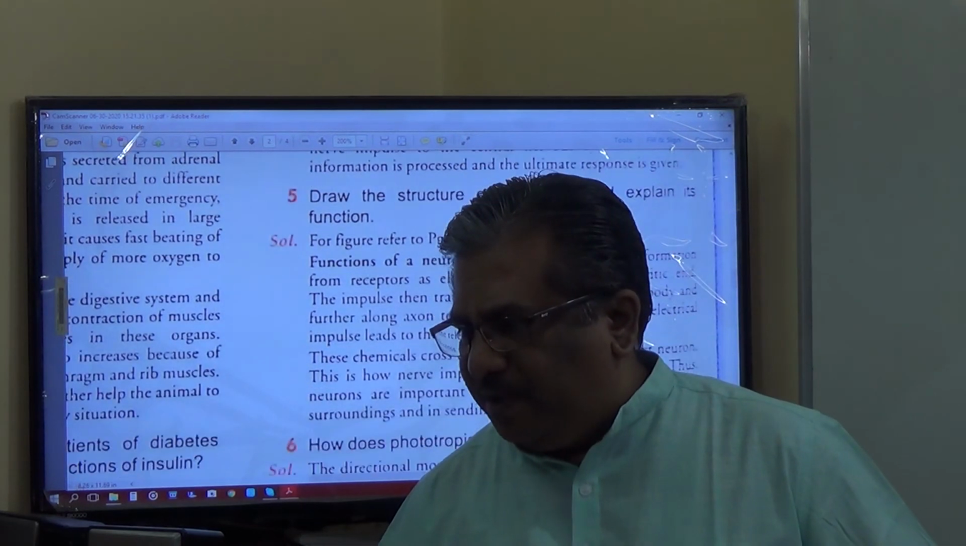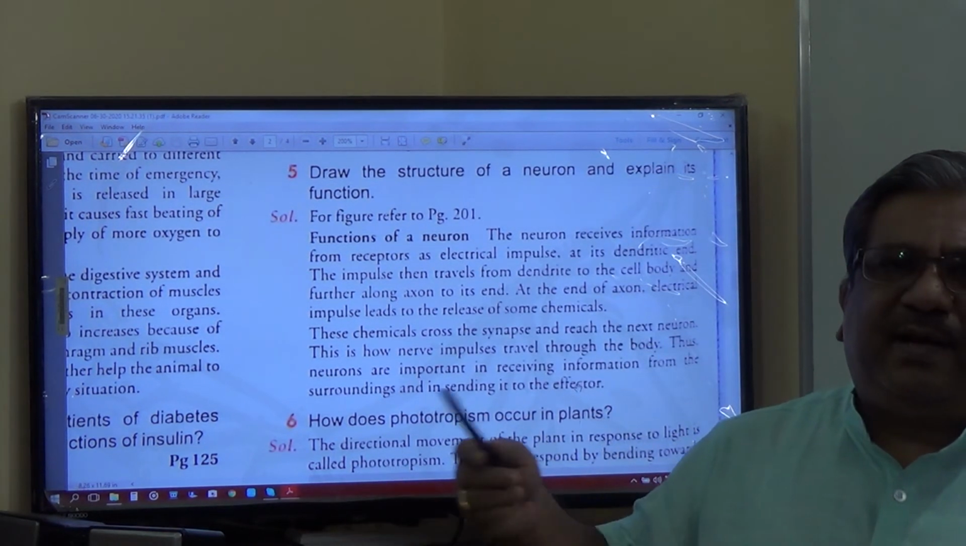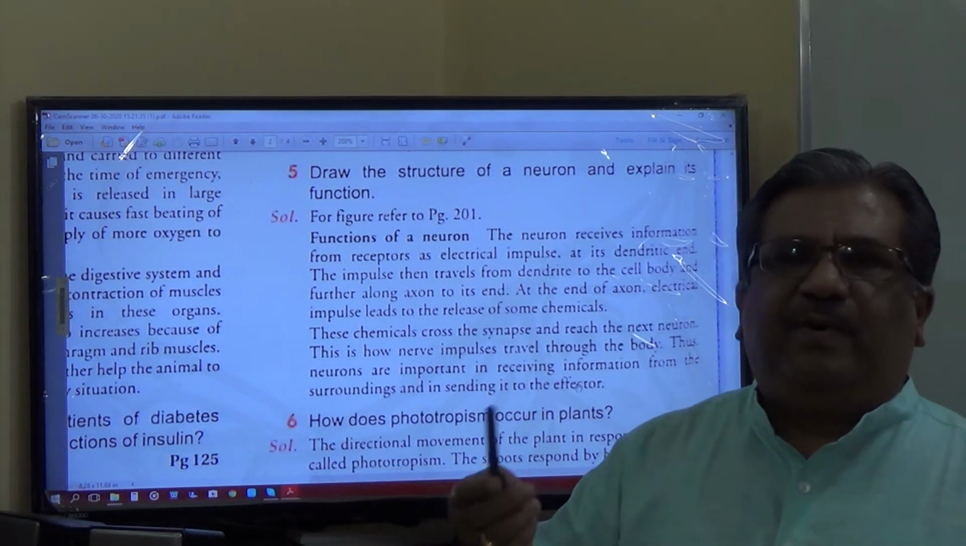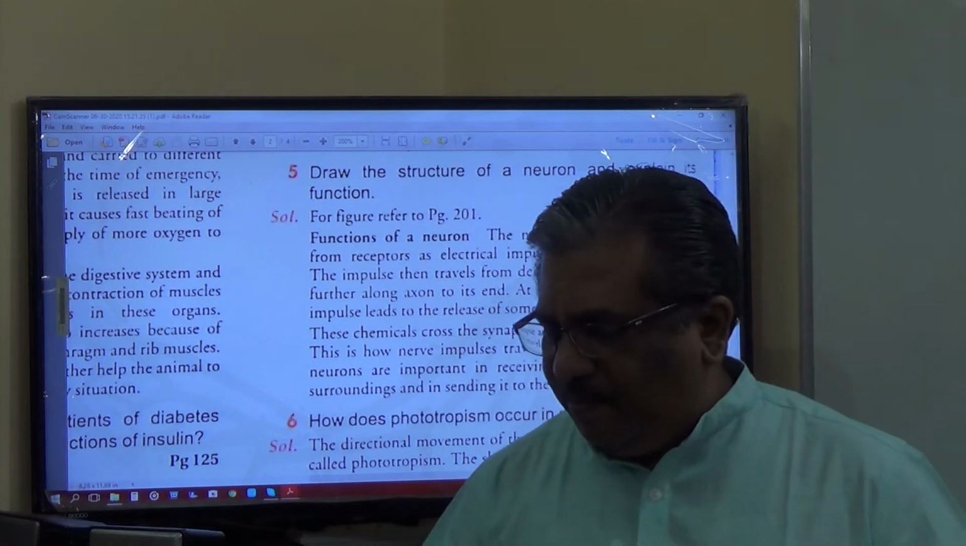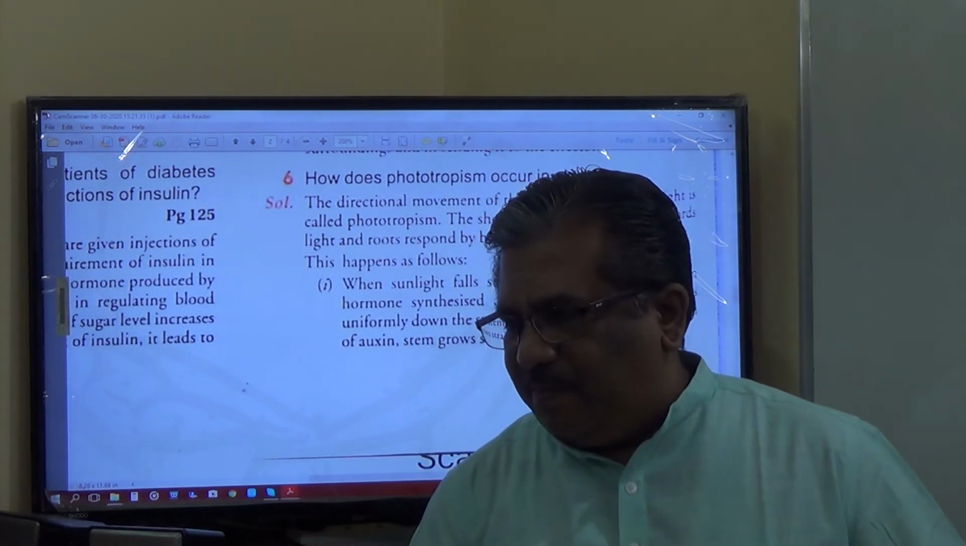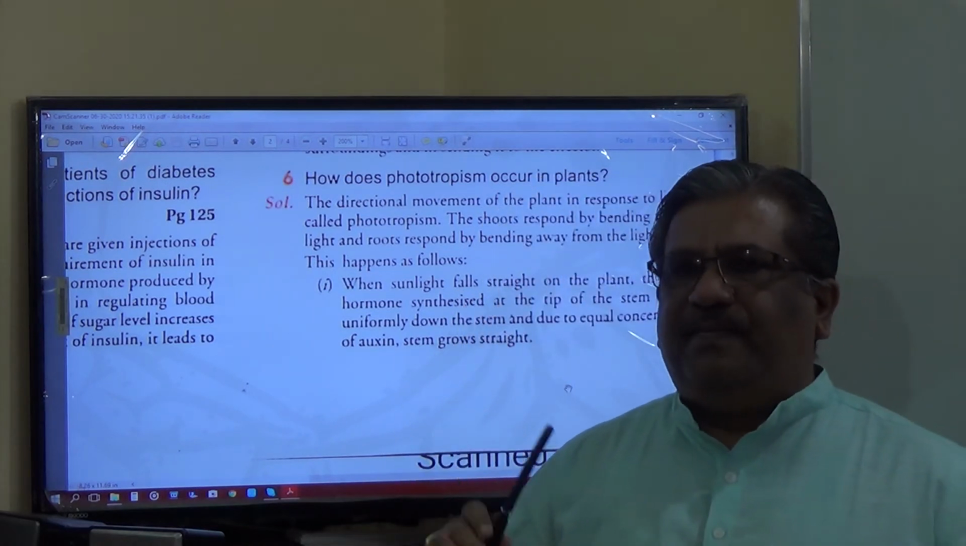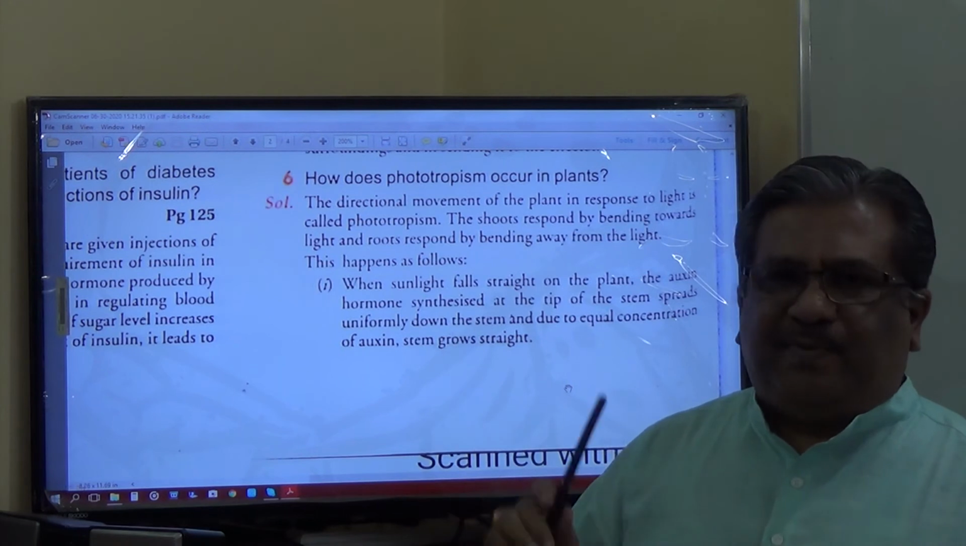Draw the structure of a neuron and explain its functions. That you can refer to in my PPT or even the textbook. Okay. How does phototropism occur in our plants? If you refer to my slides, it is much better.